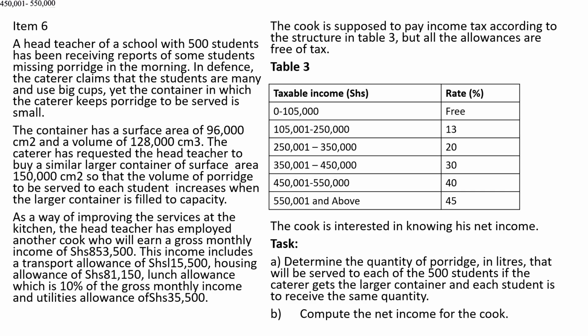So the container has a surface area of 96,000 square centimeters and a volume of 128,000 cubic centimeters. The caterer has requested the head teacher to buy a similar larger container of surface area 150,000 square centimeters so that the volume of porridge to be served to each student increases when the larger container is filled to capacity.